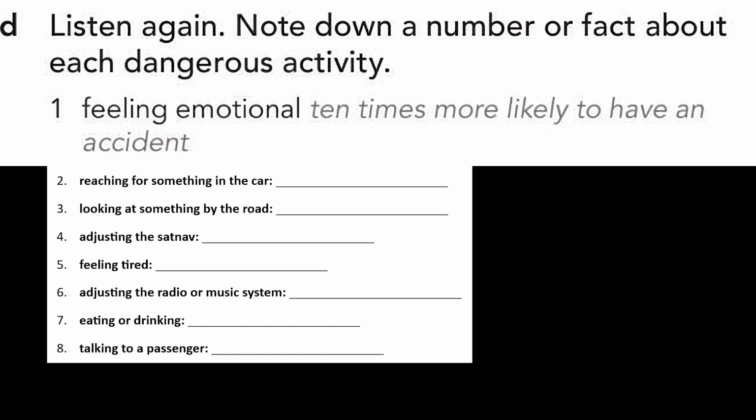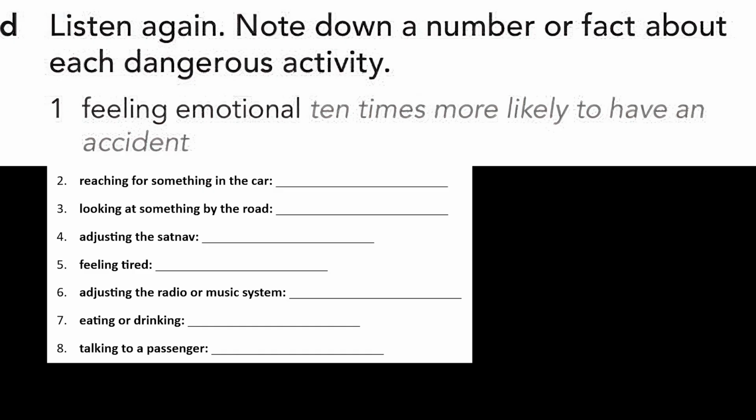And at number 6 is adjusting your radio or music system. This makes you twice as likely to have an accident. Again, it's the distraction from the road that's the problem, and only having one hand on the wheel. And the last two? The 7th is eating or drinking, because again you normally take one hand off the wheel. And the 8th is talking to a passenger, which can be distracting because the driver often turns to look at the passenger. So, how would you summarise the research?